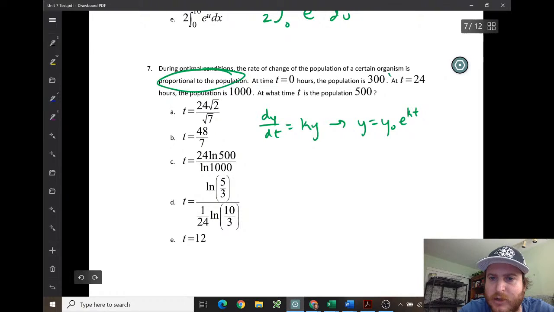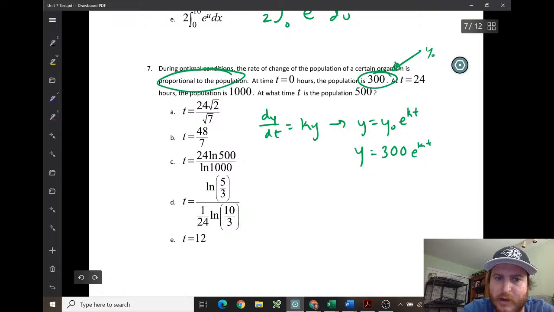So at time 0, the population was 300. So that's our y naught, our initial. So you can say y equals 300 e to the k times t. Then from there, they say at time 24, the population is 1,000. So we can plug in 1,000 for the y and 24 for the t, and this is going to help us to solve for the k.